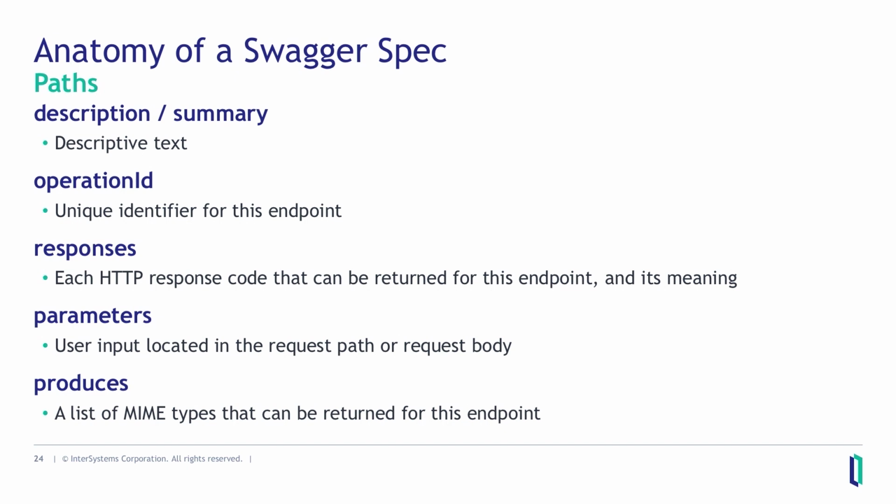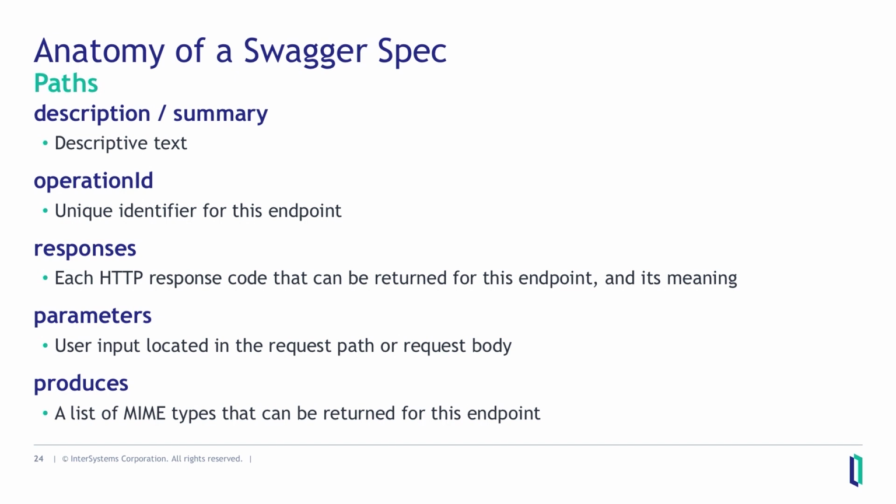Parameters. Is there a parameter in the resource name, in the URL? Or do you have something like a post request where there's a payload being sent in? And what is the format of that? And then finally, a list of MIME types that are returned by this endpoint. So does your service support XML, JSON, plain text, so on?